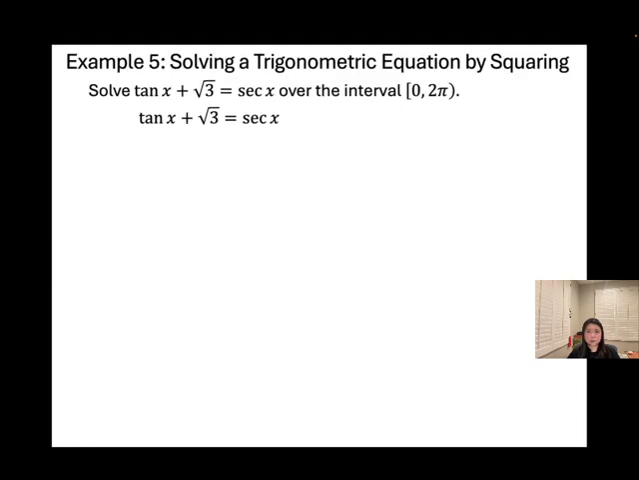Okay, example 5. Solve tangent x plus square root 3 equals secant x over the interval from 0 to 2 pi. So for this one, tangent will be sine over cosine, and secant will be 1 over cosine. Even though we convert to sine and cosine, it doesn't really help. So think about it: is there any formula I could use to link these two?